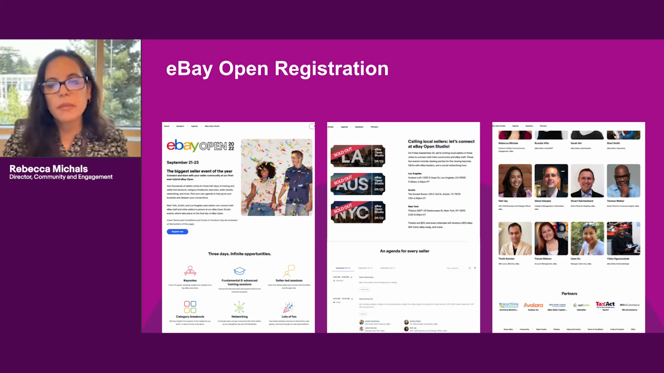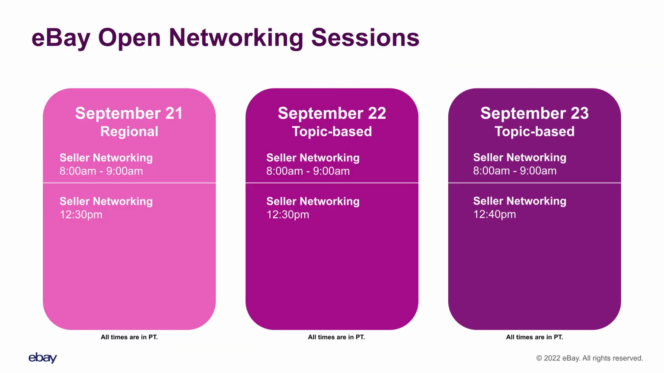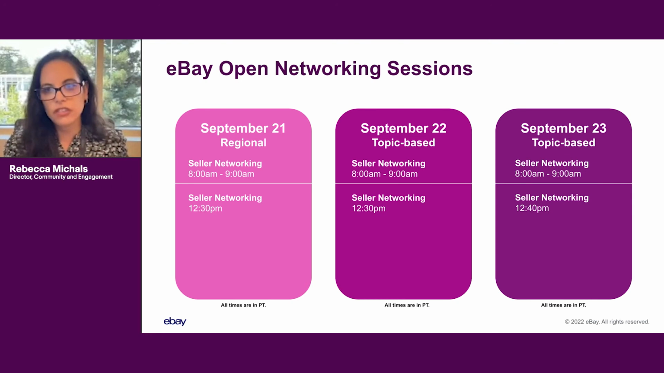Now, I'm going to talk a little bit more about the networking rooms that we are going to have at Open, and a little bit more about the local meetups and a new event that we're adding on September 8th for eBay Open registered attendees. During Open, we are going to have various networking rooms over those 3 days, each morning from 8 a.m. to 9 a.m. Pacific. And at the end of the event, from around 12:30 p.m., we are going to have open networking rooms where sellers can talk to each other about topics that are important to you. We've been taking suggestions from many sellers, and while we're still finalizing those exact topics, there will be a variety of networking rooms.